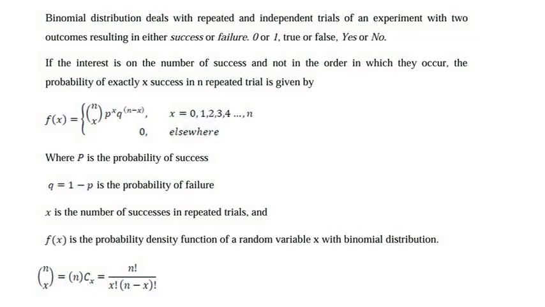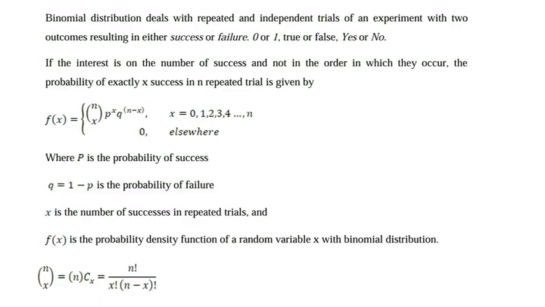But in binomial, we repeat independent trials of an experiment with two outcomes, resulting in either success or failure, 0 or 1, true or false, yes or no. If the interest is in the number of successes and not in the order in which they occur, the probability of exactly x successes in repeated trials is given as stated here, where p is the probability of success, then our q is always 1 minus p. That is, the probability of failure is 1 minus the probability of success.